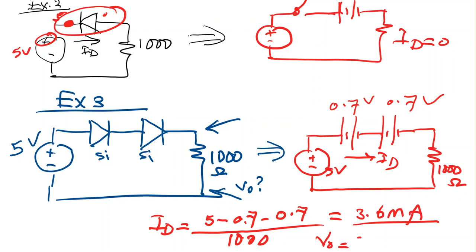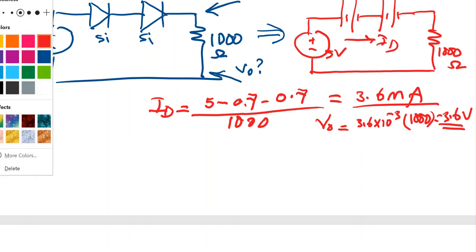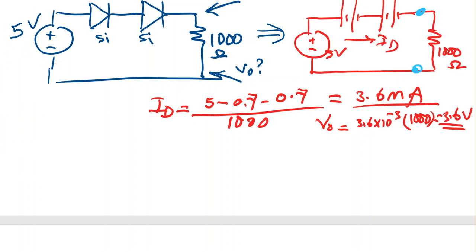V output will be 3.6 times 10 to minus 3 multiplied by 1000, which is equal to 3.6 volts, which is very logical, as we know that the voltage at this point here will be nothing but the voltage here minus the voltage drop across those two.